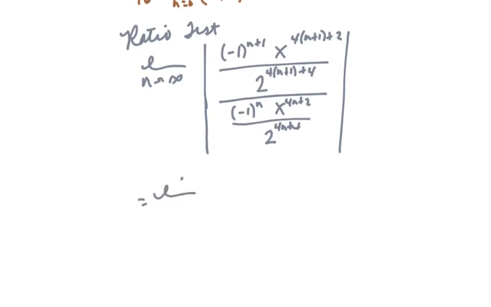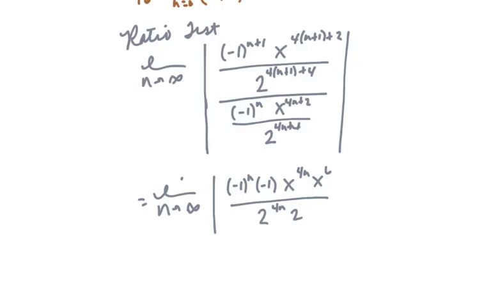So we say the limit as n approaches infinity, and we have negative 1 to the n times negative 1, x to the 4n, and that would be plus 4 plus 2, so let's call it x to the 6th, over 2 to the 4n, plus 4 plus 4 is 2 to the 8th, times, we're going to flip and multiply. We have 2 to the 4n times 2 to the 4th. And on the bottom we have negative 1 to the n, x to the 4n, and x to the 2.